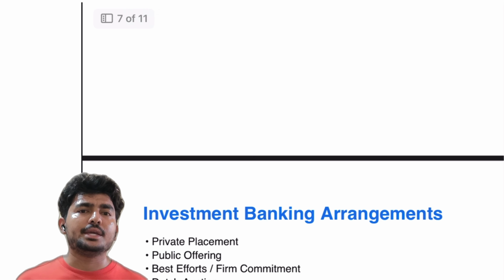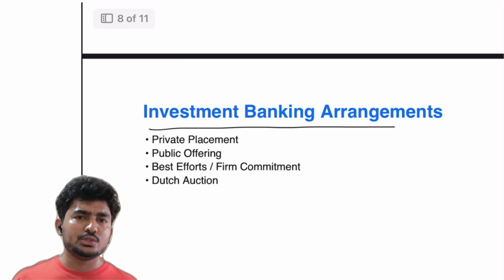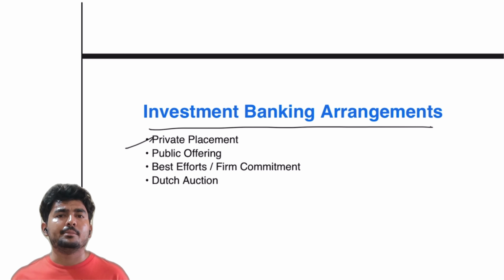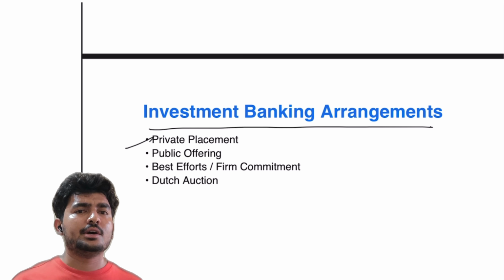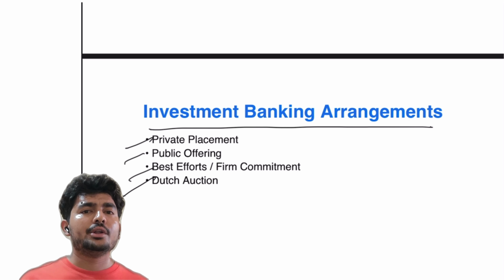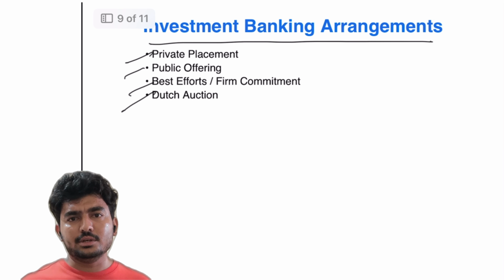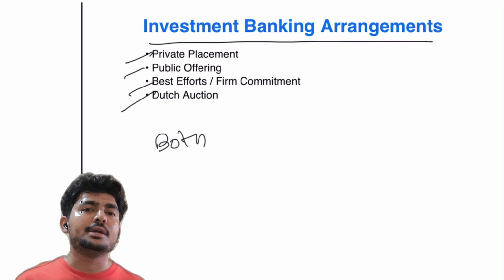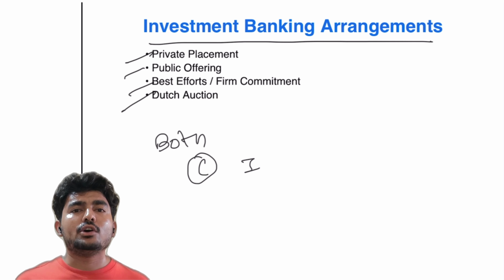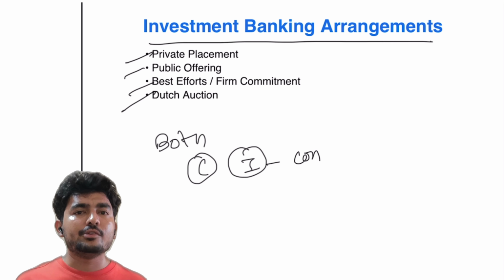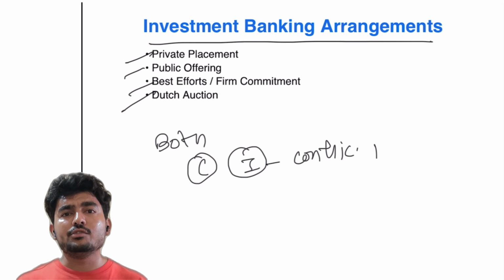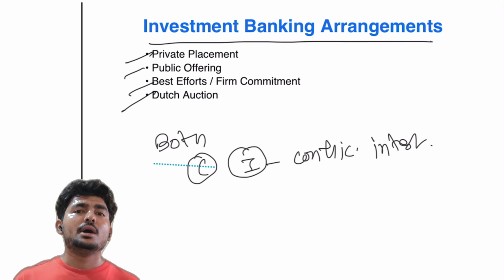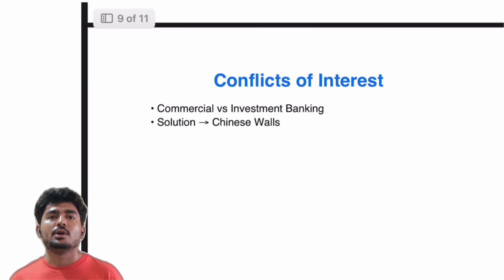In investment banking, securities can be issued through private placement, best efforts offering, firm commitment, or Dutch auction. But when a bank does both commercial and investment banking, conflict of interest arises. To prevent misuse of confidential information, banks must maintain a strong Chinese wall.